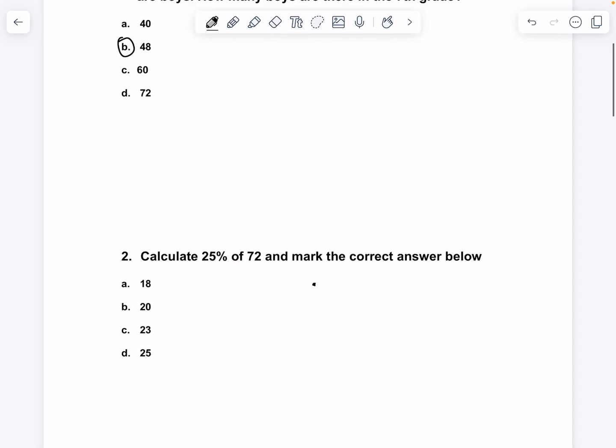And number 2 says calculate 25% of 72. So we can convert 25% to 0.25. Then we would multiply the 72 times 0.25, and that will give us 18. So A is our correct answer.